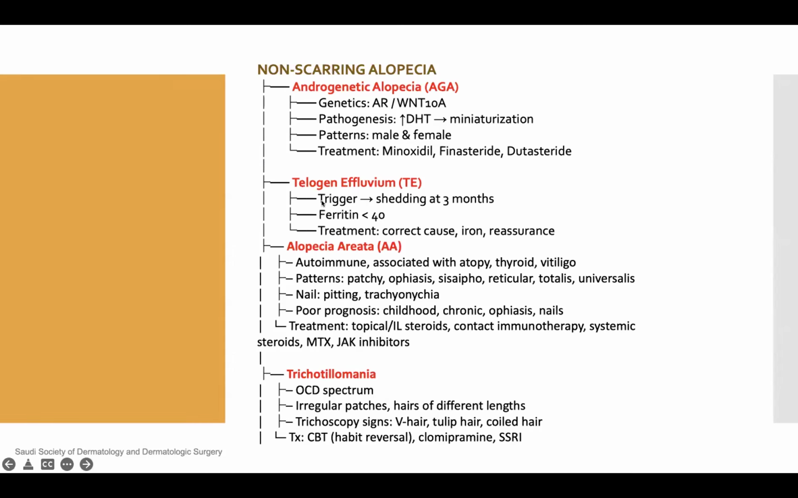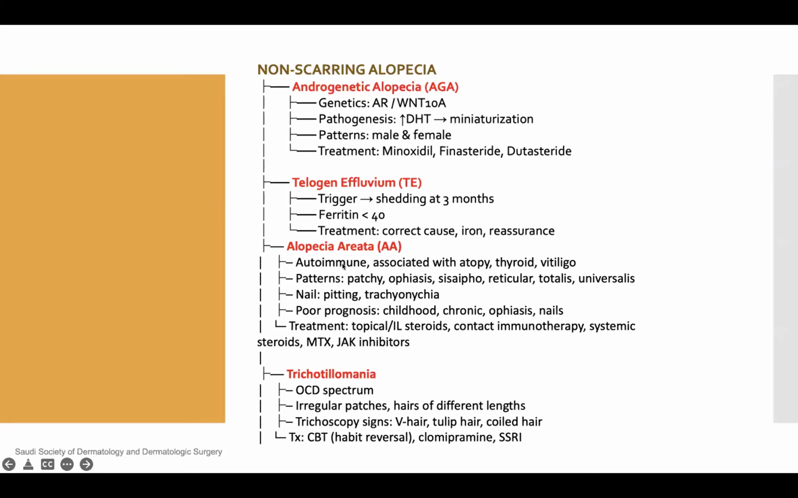Telogen effluvium: multiple triggers lead to hair shedding after 3 months. One of the very common triggers is when the ferritin is below 40. So treatment: correct the cause, iron replacement, and reassurance.